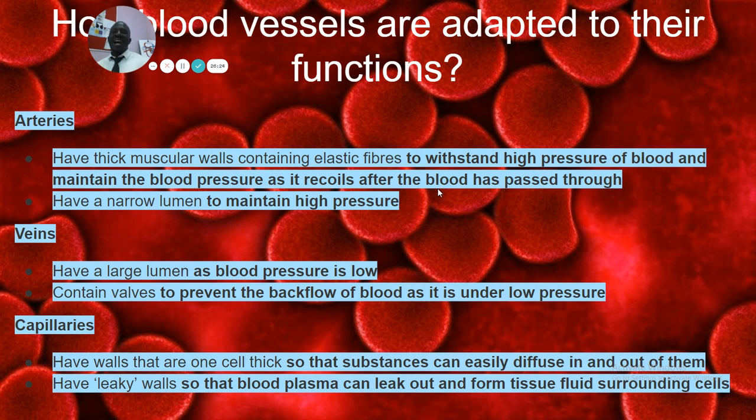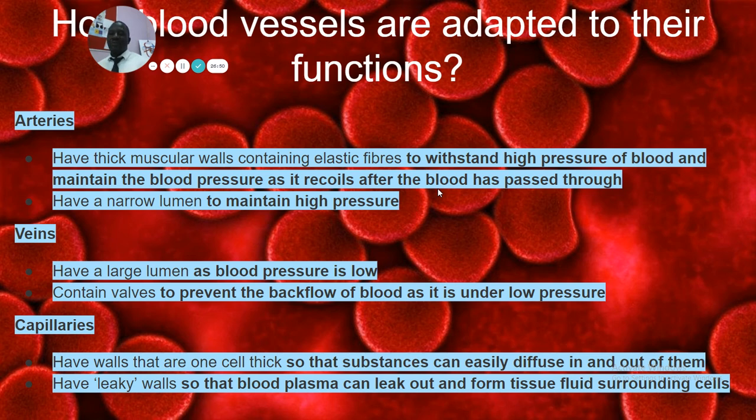How blood vessels are adapted to their functions. This is the last part I'm talking about; I've incorporated it in the explanation before. Arteries have thick muscular walls containing elastic fibers to withstand high blood pressure and maintain the blood pressure as they recoil after the blood has passed through them. They have a narrow lumen to maintain high pressure.